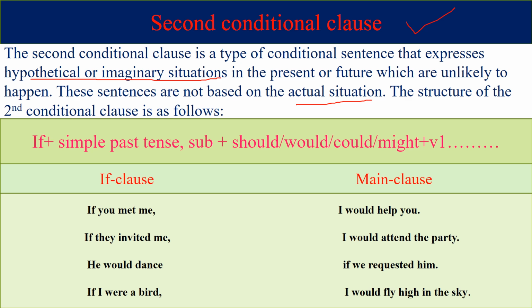The structure of the second conditional clause is: if plus simple past tense, comma, subject plus should, would, could, might plus verb 1. And among should, would, could, might, we have to use any one in the main clause according to the situation of the sentences.